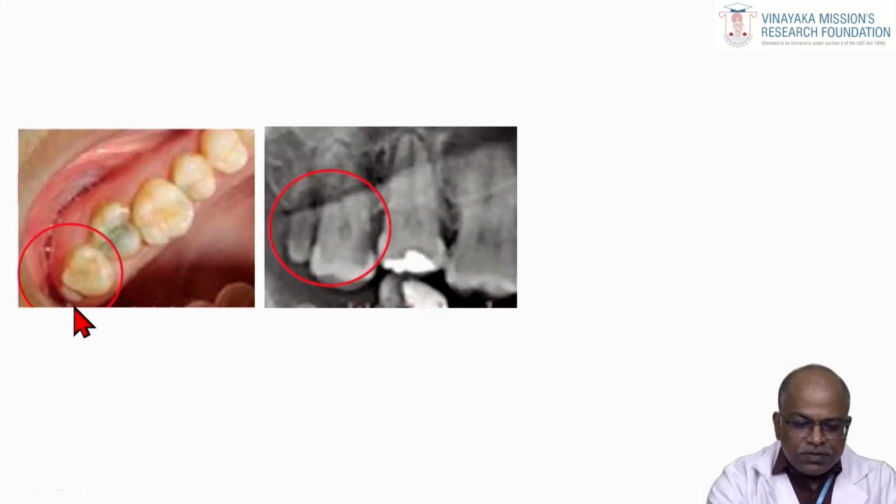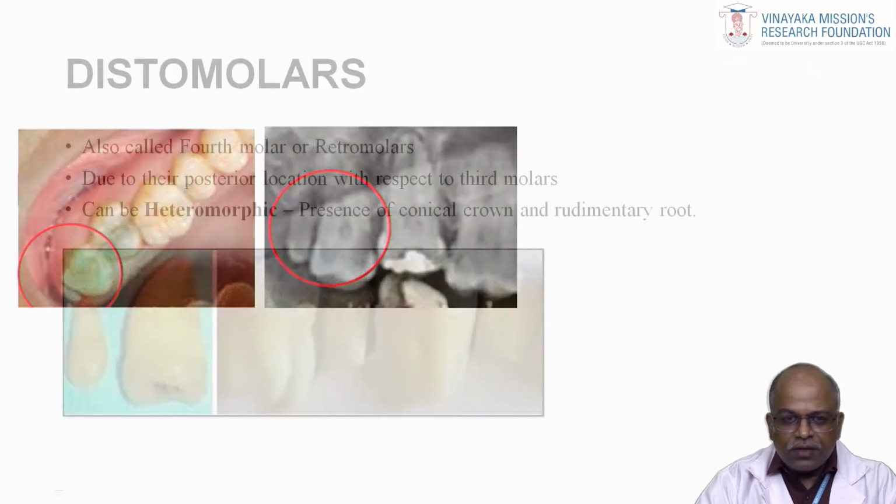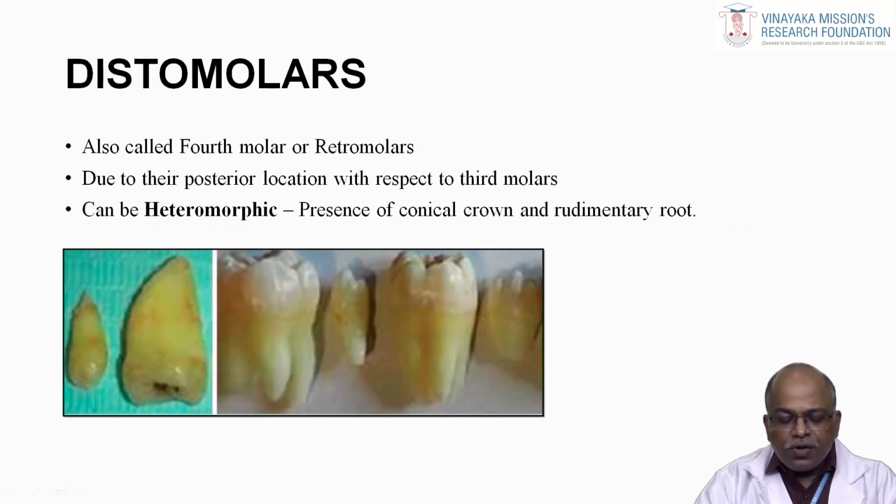This case presented with a small tooth-like structure distal to the last molar, the maxillary molar. When I took a radiograph, it also revealed a small tooth-like structure distal to the maxillary third molar region. This is referred to as distomolar. The distomolars are also called fourth molars or retromolars.